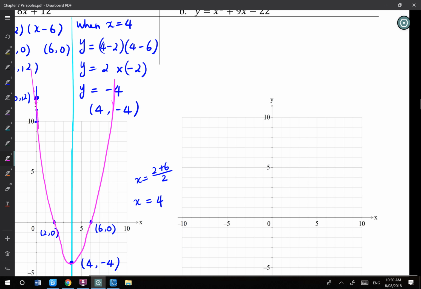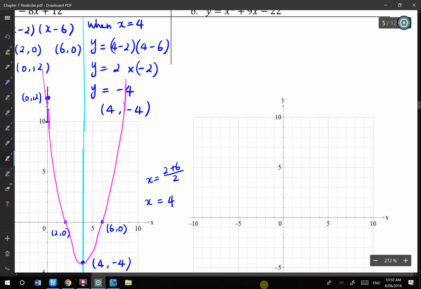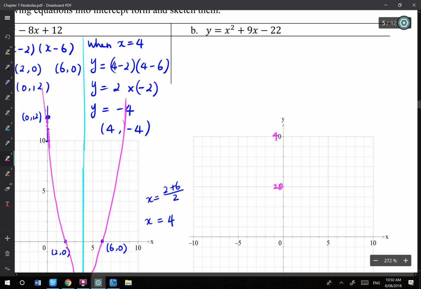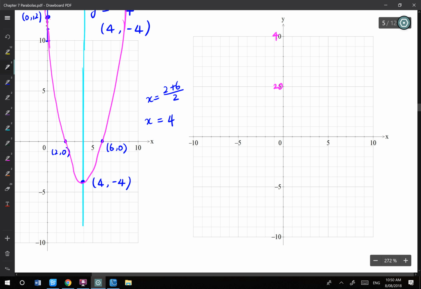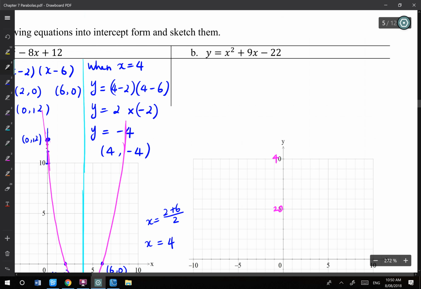You can do the next one by yourself, but I need to change that. I need to change that to a 20. I need to change that to a 40. And the bottom one, I change to a negative 20 and a negative 40. Okay, the scale is not very good.